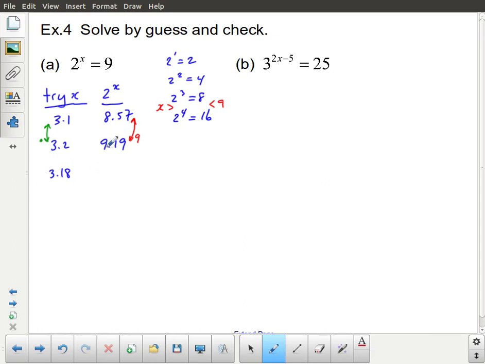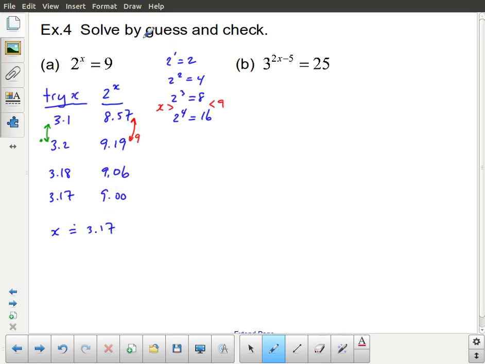And so I do 2 to the power 3.18, and I'm getting pretty close, 9.06. How about 3.17? 2 to the power 3.17 equals, and that's really quite close, 9.00. So if I kept putting out decimal places here, yes, this is not exactly 9. This is not an exact answer, but this is a pretty good answer. Therefore, x is approximately equal to 3.17.